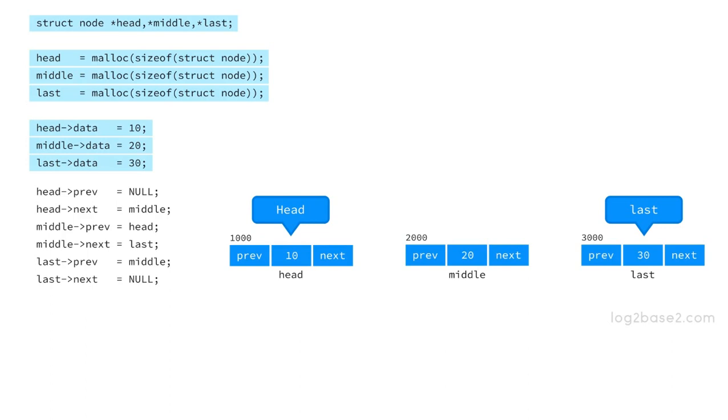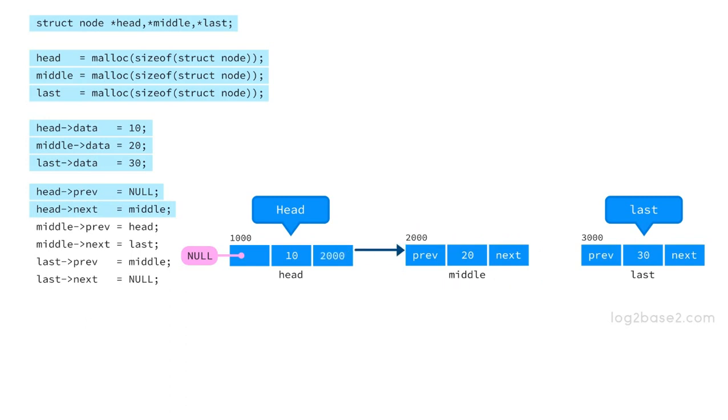So let us link it using the prev and next pointers. Firstly, the prev of first node should point to null. So set head prev equal to null. Next, connect head to middle. So write head next equal to middle. So 2000 will be stored in the next of head.